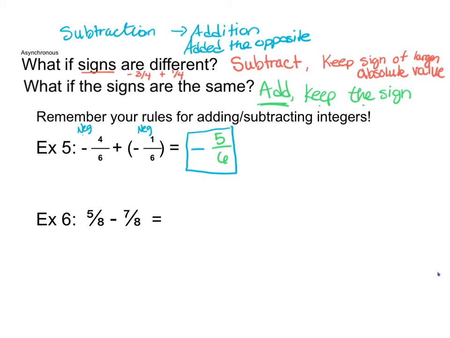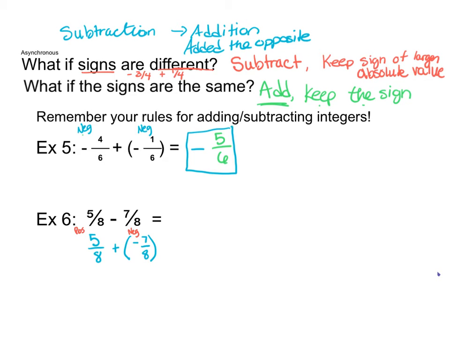So looking at this one, I see that it's 5/8 minus 7/8. Okay, so it's subtraction. So I'm going to make an addition problem. So I have 5/8 plus, and remember we changed it to adding the opposite, a negative 7/8. Okay, so now that it's an addition, are the signs the same or are they different? Well, this is the positive, this is the negative. So that means that my signs are different.